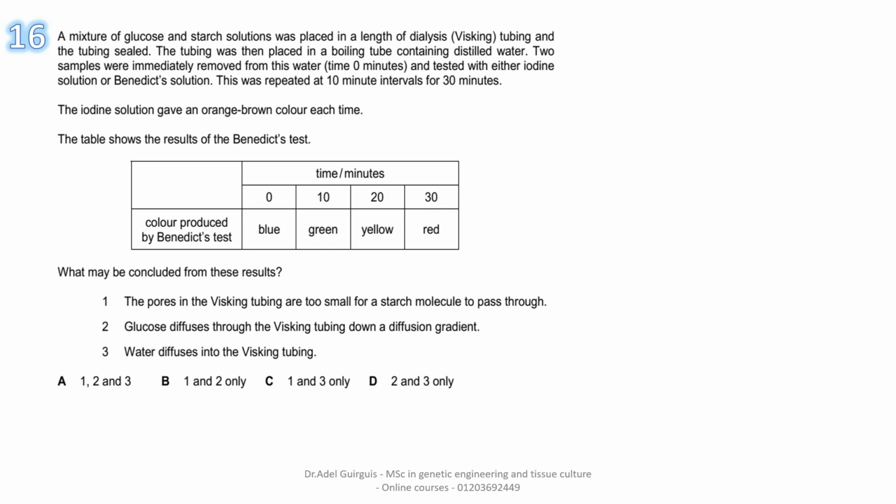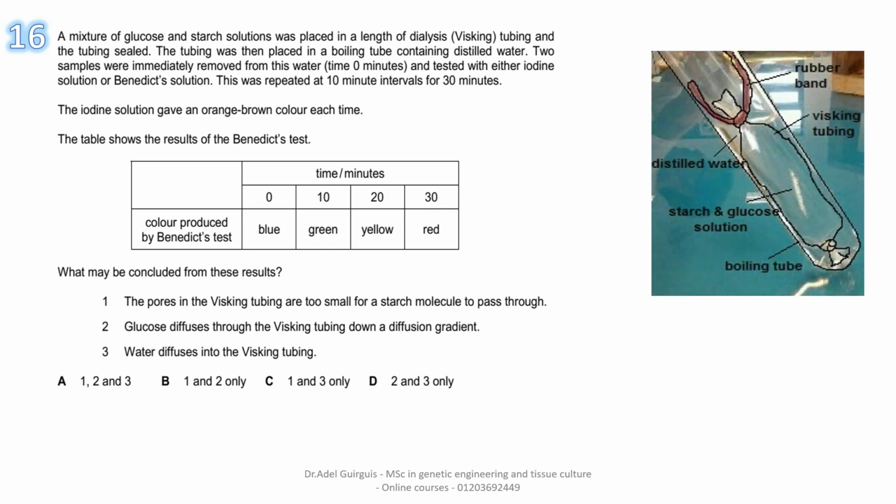the tubing sealed, like in this figure. Here, the dialysis tube containing glucose and starch solution, tied at both ends, is put inside a boiling tube containing distilled water. The tubing was then placed in the boiling tube containing distilled water. Two samples were immediately removed from this water at 0 time and tested with either iodine solution or Benedict's solution. This was repeated at 10-minute intervals for 30 minutes: 10, 20, 30 minutes.